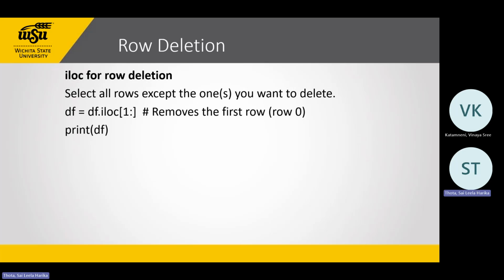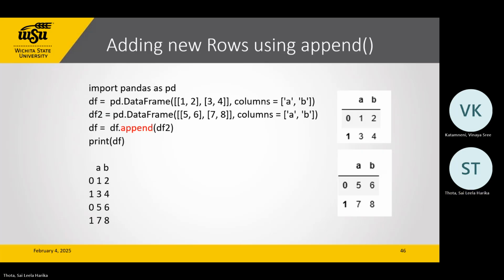Row deletion, so we can use iloc. That is the code to remove the first row by using iloc. df.iloc[1:], as you mentioned 1, it shows that you need to remove the first row. That is row 0. So first row means row 0.